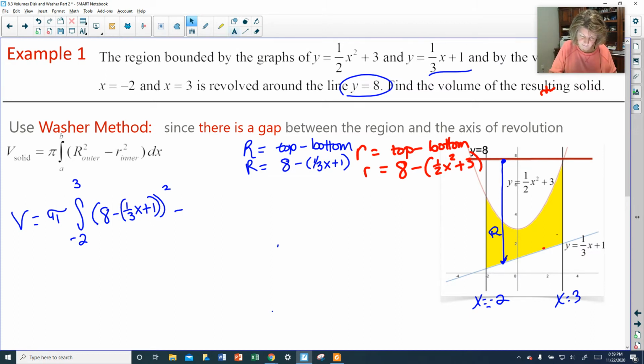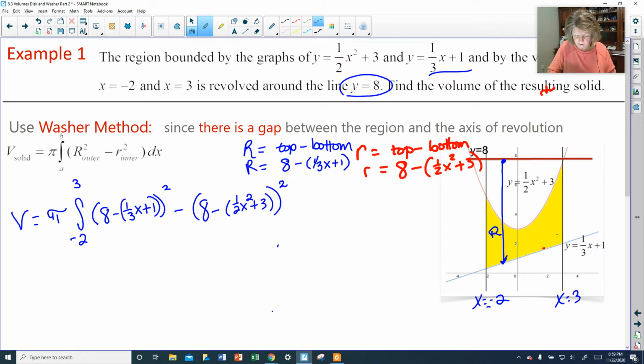Minus 8 take away, parenthesis, 1/2 x squared plus 3, the parabola. And then that gets squared. And all of this gets multiplied by the thickness dx.